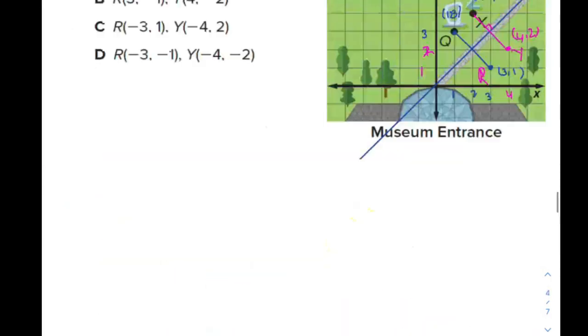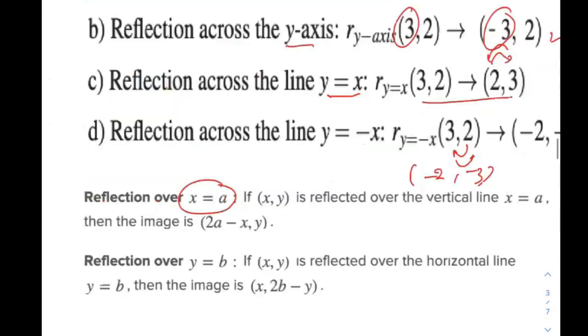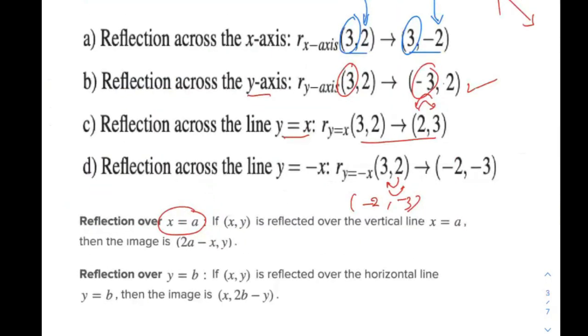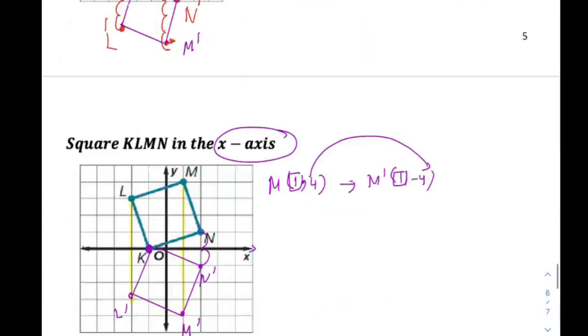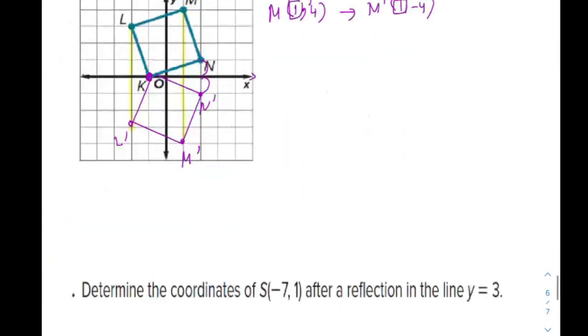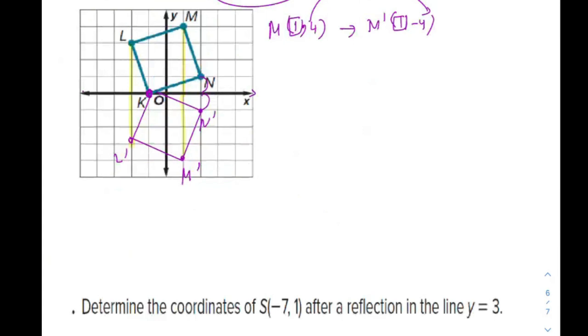Referring to the rules here that I was telling you about, look, if you reflect across x-axis, x stays the same, reverse the y, just change the sign. For the y-axis, you will change the sign of the x-coordinate. So you can also use the coordinate way if you don't want to count. If you don't want to count the units, just find the new points, then plot them.